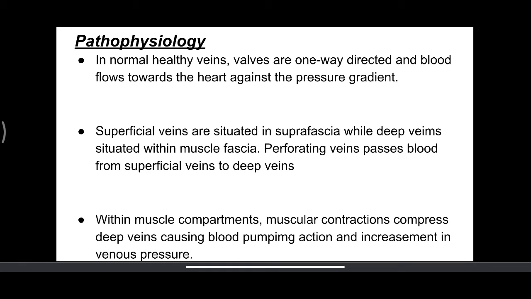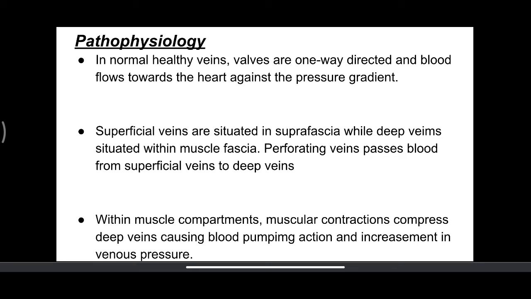Now let's move on to the pathophysiology. In normal healthy veins, valves are one-way directed and blood flows towards the heart against the pressure gradient. Superficial veins are situated in the suprafascial compartment, while deep veins are situated within the muscle fascia. Perforating veins pass blood from superficial veins to deep veins.